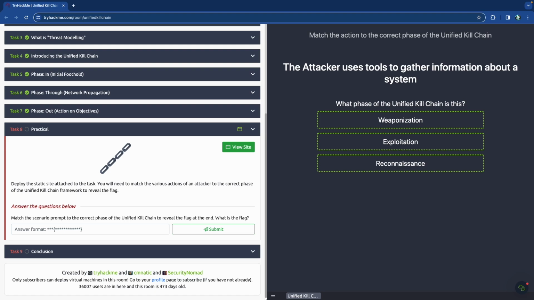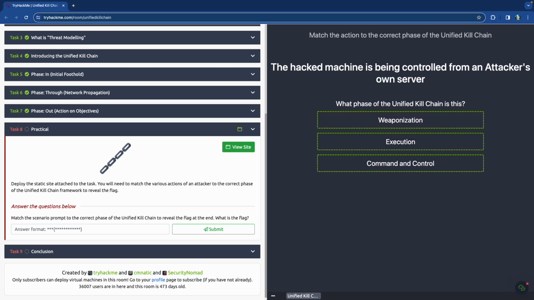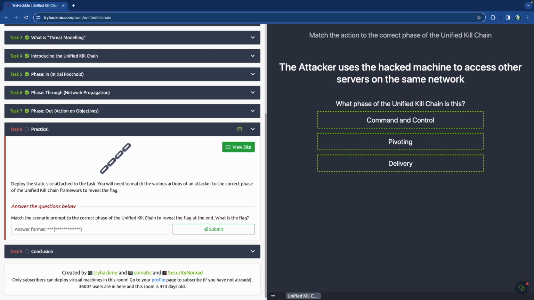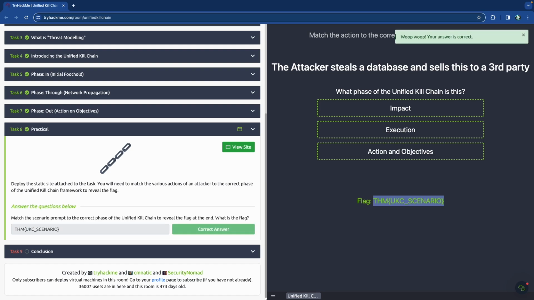The attacker uses tool to gather information about a system. This is recon. The attacker installs a malicious script to allow them to remote access at a later date. This would be persistence. The hacked machine is being controlled from an attacker's own service. That's command and control. The attacker uses the hacked machine to access other servers on the same network. That would be pivoting. The attacker steals a database and sells it to a third party. That's probably action and objective. And here is our flag. And just like that, we have completed this.